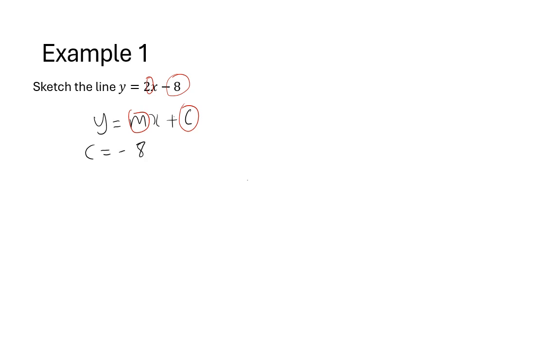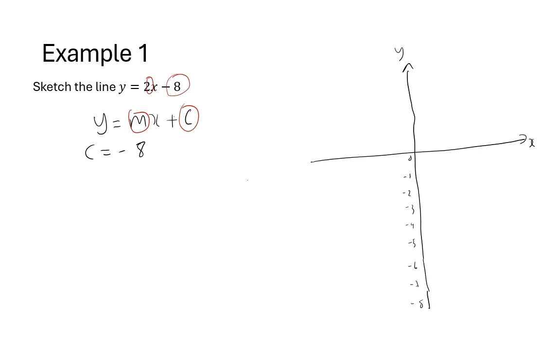So we can start plotting our graph. This is the x-axis, this is the y-axis. c is minus 8, so this is 0, and this is on the y-axis. Let me say minus 1, minus 2, minus 3, minus 4, minus 5, minus 6, minus 7, minus 8. So we know we have a point here at minus 8.